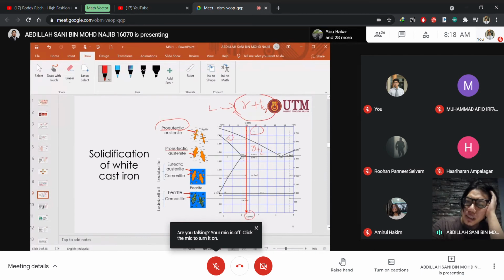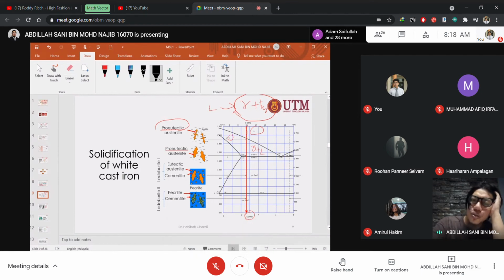One is the austenite. Okay, so this one is pro-eutectic austenite, so you just ignore this one. So you have the eutectic austenite given by this dot, and this blue color is the cementite. The blue color is the cementite. The cementite and austenite.